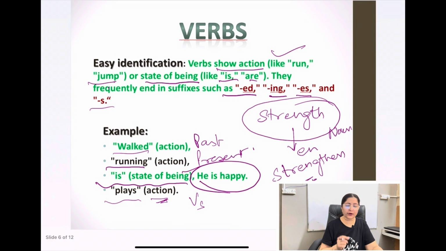So I told you about word formation, the link is here in the description box. You can learn more about word formation, which will really help you in understanding various collocations and you will be correctly making use of them.